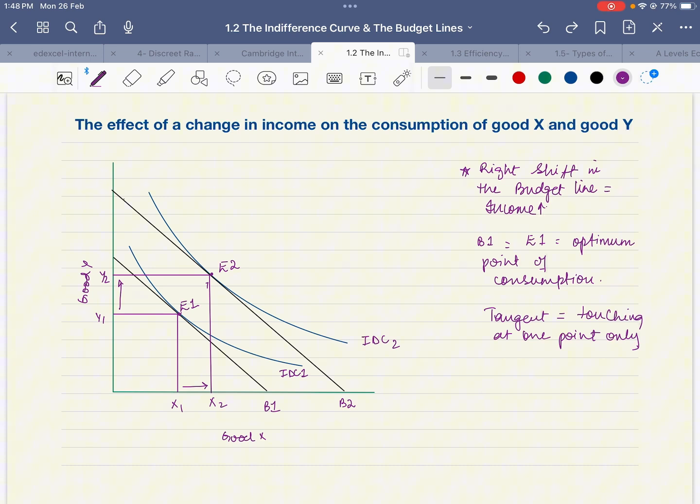When there is a fall in consumer income and the budget also falls, if the consumer wants to decrease the consumption of both the goods, it means that both the goods are normal goods. If one good had been inferior, the consumer would have wanted to increase consumption of the inferior good in case of a fall in income, right?